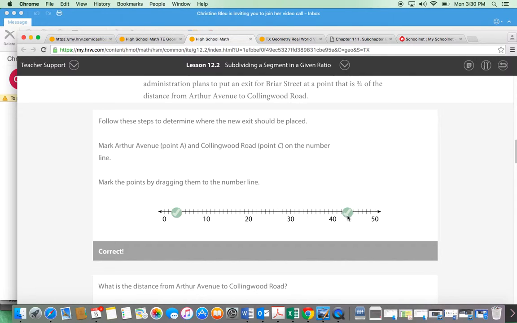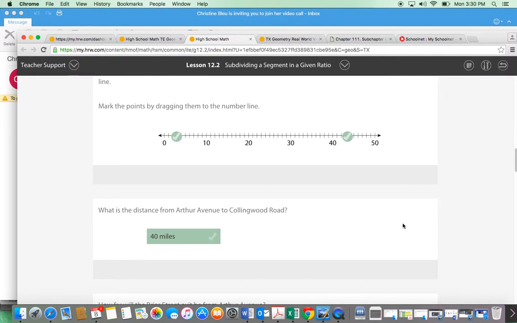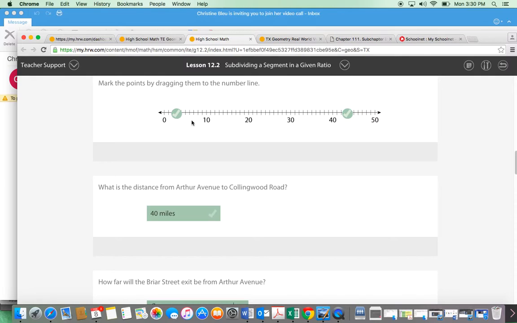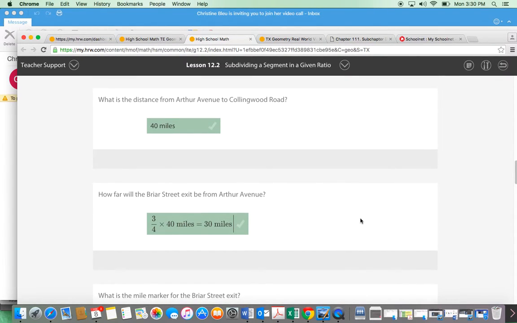First try! So the distance from 3 to 43 is 40. I've already answered this in here apparently. And then the next question that the program will ask the students is to find how far that will be from the Arthur Avenue. So since Briar Street is 3/4 of the distance, you're going to do 3/4 times 40.